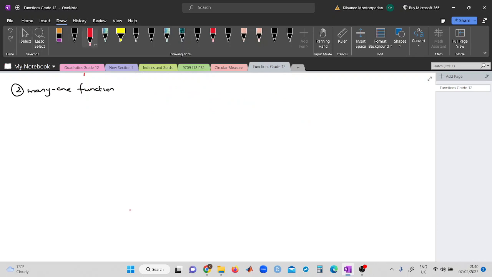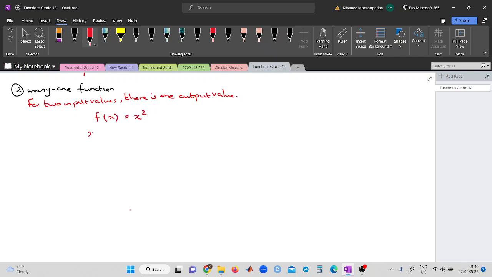Many-to-one function, c'est quoi? For two input values, there is one output value. D'accord? Donc, des inputs, vous mettez même output. Exemple, je dis f of x equals to x squared.